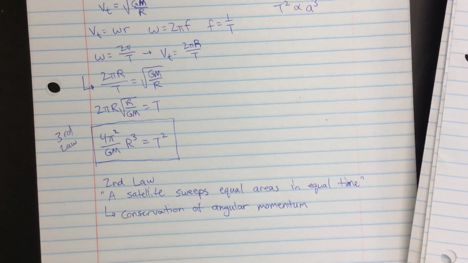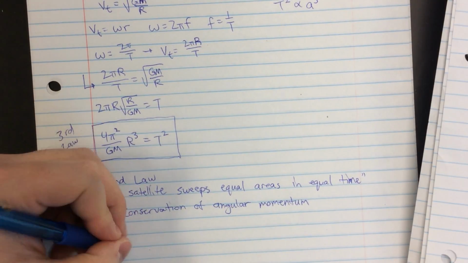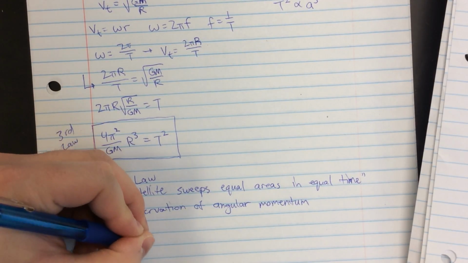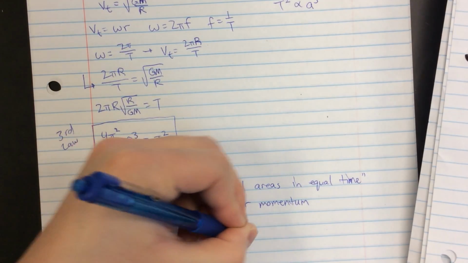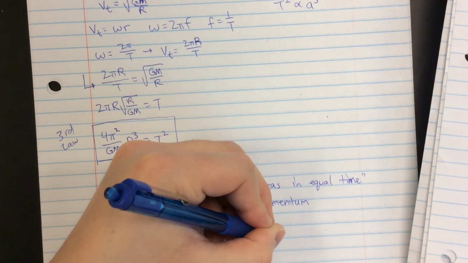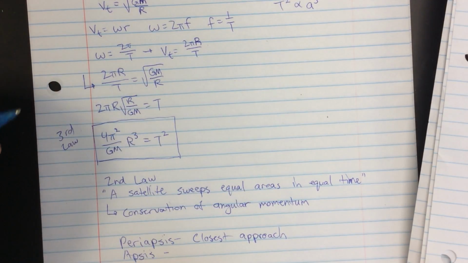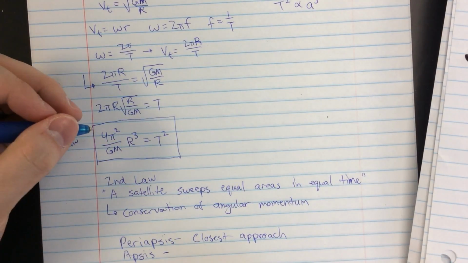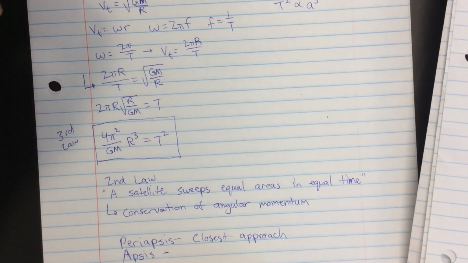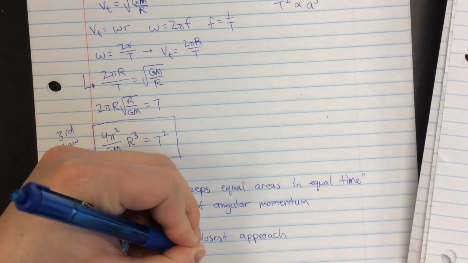And there are two points that are particularly important to know about. That is the periapsis, which is the closest approach, and the apoapsis. I've seen both apsis and apoapsis. I'm not sure if one is more correct than the other. I've seen both. This is the furthest approach.